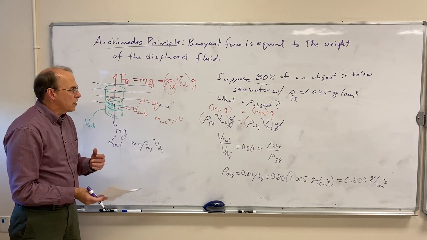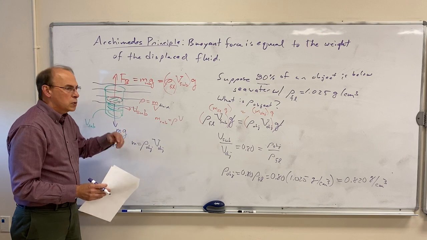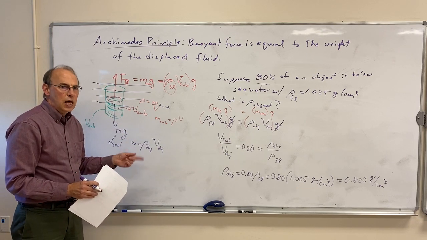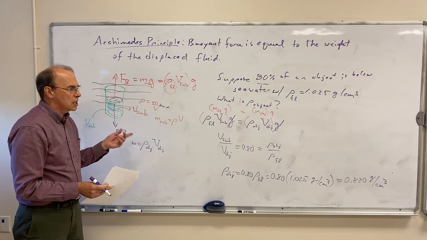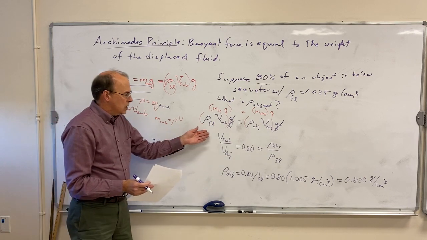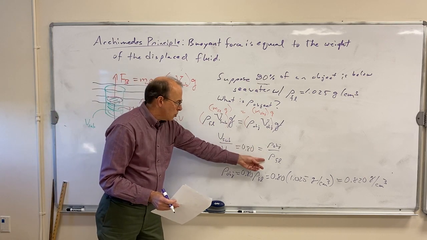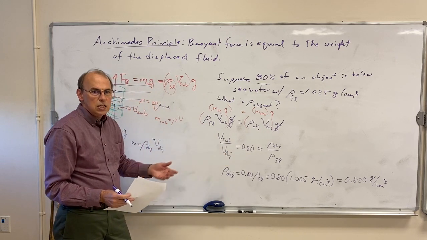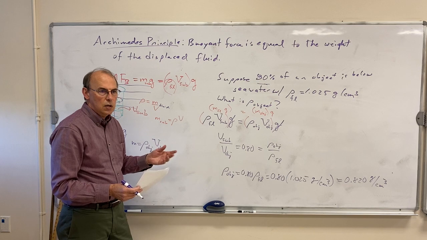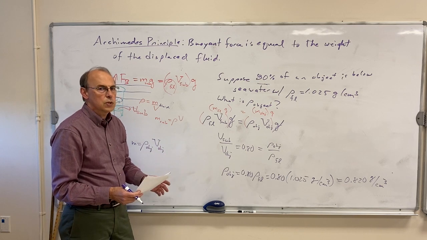Notice a corollary of this is something can float only if its density is less than the density of the liquid. If its density is greater than the density of the liquid, then the V submerged over V object, rho object over rho fluid, this won't work. Then it will sink. If the density of the object is greater than the density of the liquid, it will sink.